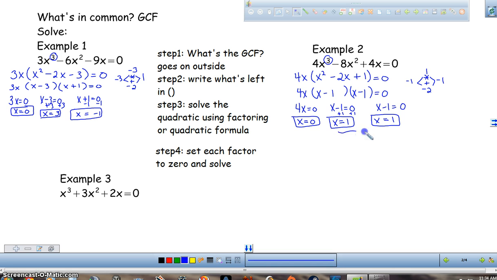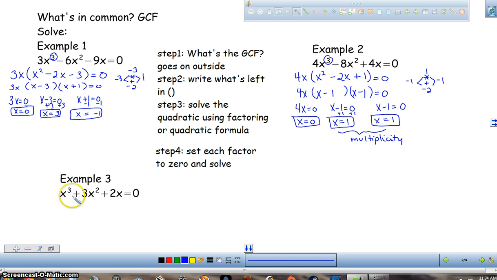If you'll notice, x equals 1 is a multiplicity. So we have a multiplicity in this particular one. So we would have a bounce at 1 for our graph, and then it would go all the way through at 0. Alright, example 3.